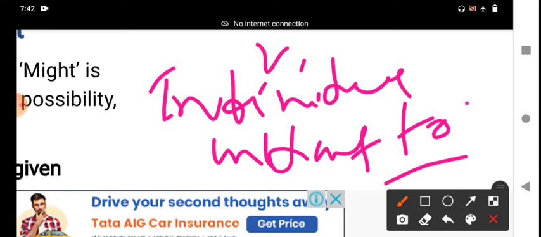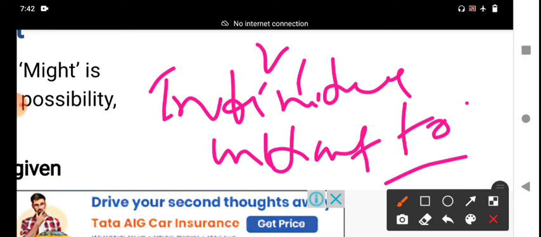Infinitive means base form of the verb. To go, to reach, to drink, to walk. These are the to-infinitives. Without to, we should use the infinitive, the bare infinitive: pass, project, take. That is the bare infinitive.